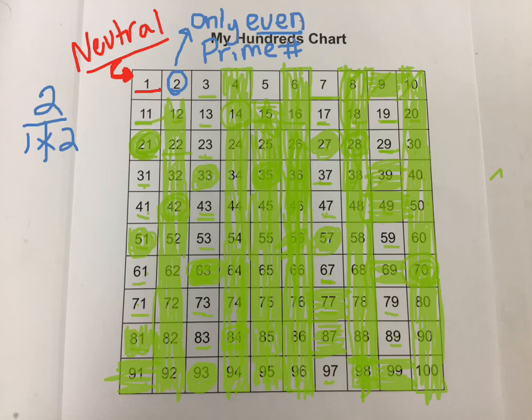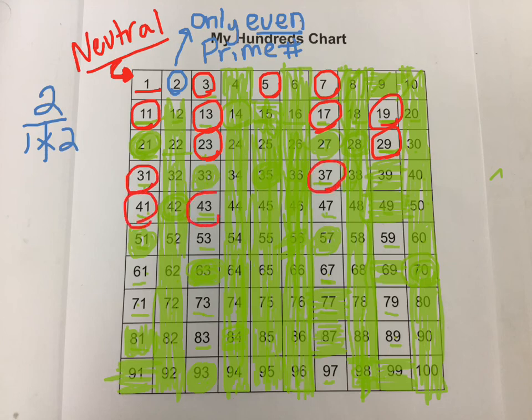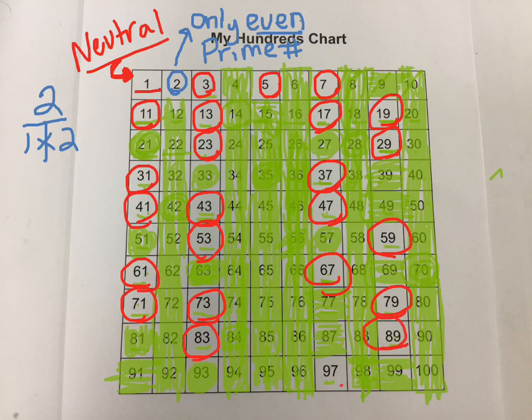So your prime numbers are 2, 3, 5, 7, 11, 13, 17, 19, 23, 29, 31, 37, 41, 43, 47, 53, 59, 61, 67, 71, 73, 79, 83, 89, and 97. Those are your prime numbers.